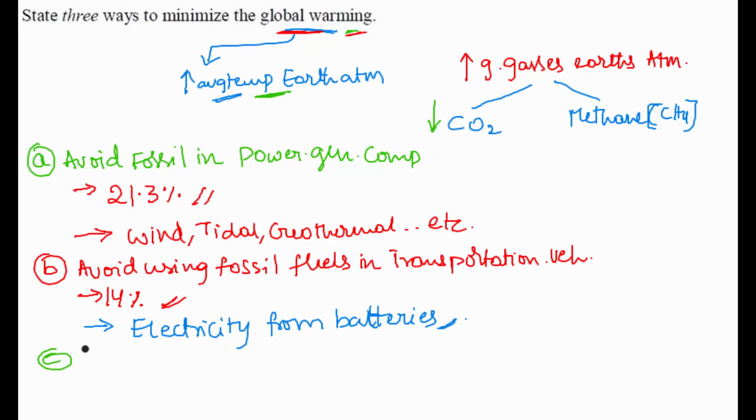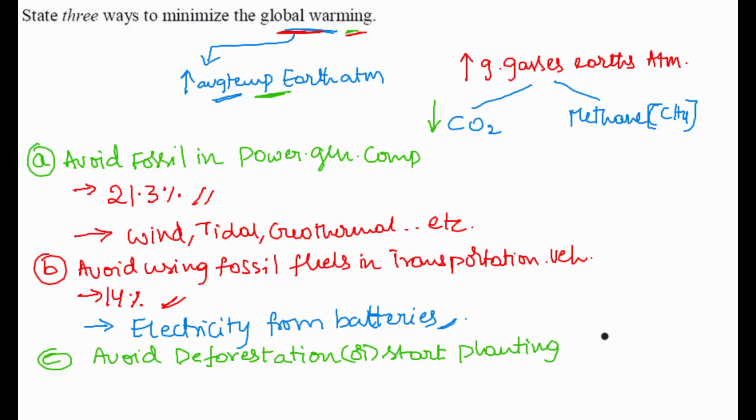Now, third important point is avoid deforestation. Deforestation is nothing but cutting down trees in forest areas due to increase in population, or start planting trees. There are two main advantages in doing this. We already know in biology that during photosynthesis, plants absorb carbon dioxide and give out oxygen. So in the atmosphere, this will reduce carbon dioxide and give out oxygen, which will help us during our respiration.